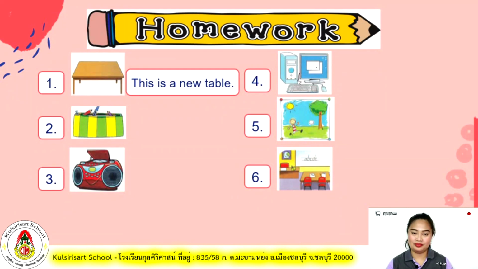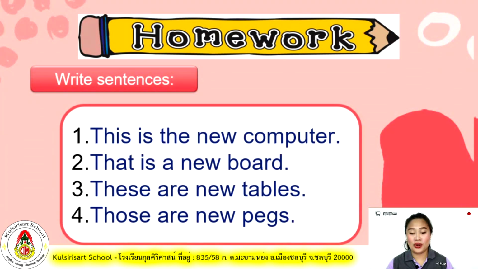Okay? For your another homework, this will be also for your yellow book. Now this time, you will be writing sentences. Copy the sentences on your notebook. I want you to write the sentences twice, 2 times. Each sentence will be written twice.